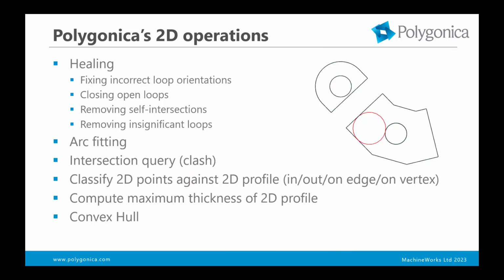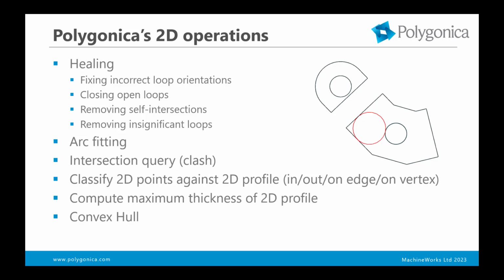Also within Polygonica, the idea of a profile is it's a bit like a solid mesh. It's a boundary of enclosing solid material. So in order to make sure that profile is in good shape, there are various healing operations, again analogous to 3D. So you can fix incorrect loop orientations, close open loops, remove self-intersections, remove insignificant loops, etc. So there's a bunch of useful operations to tidy up your profiles prior to doing the hatch infill operations on them.